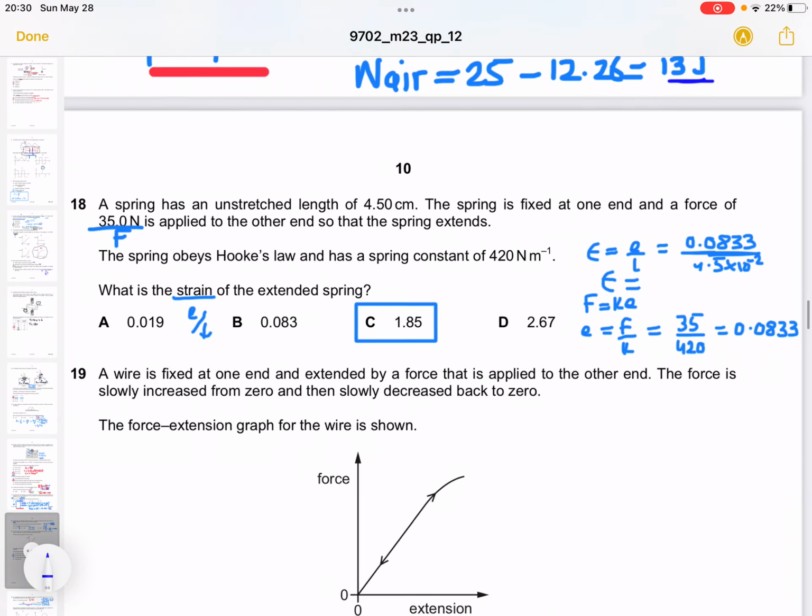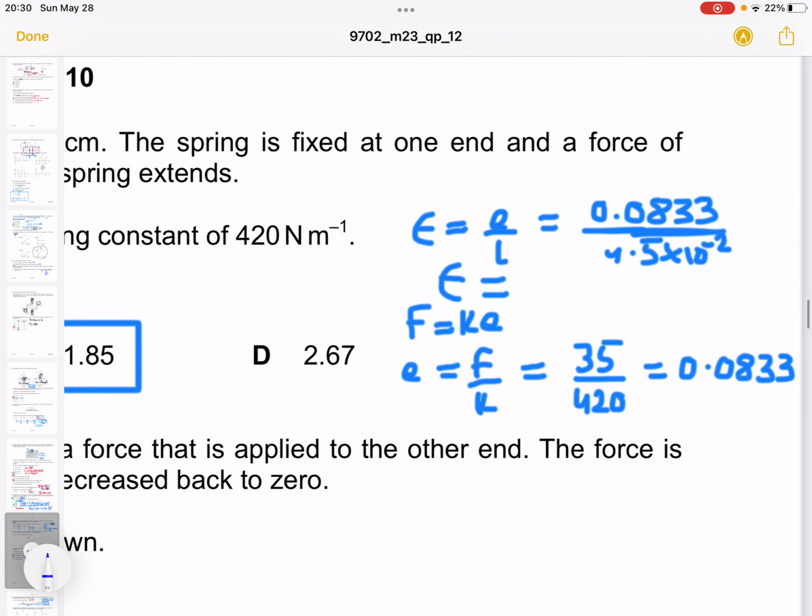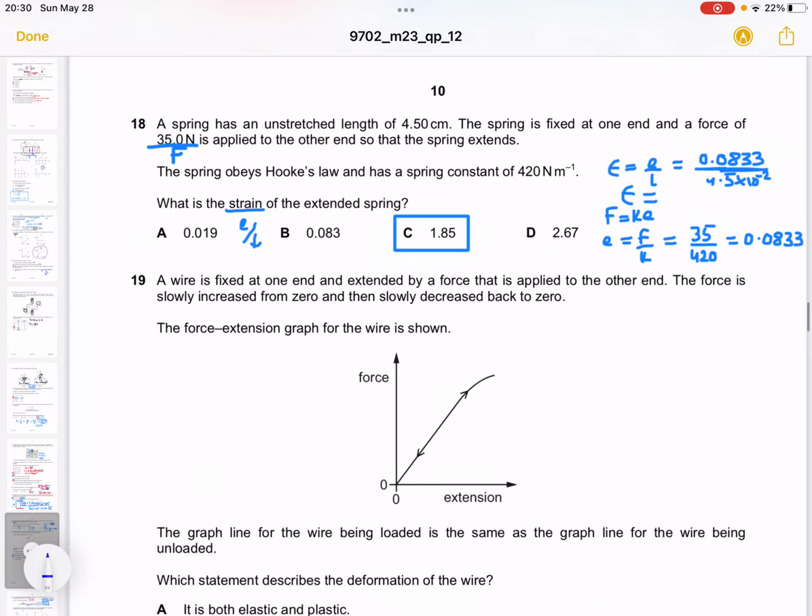Question number 18 says that a spring has an unstretched length of 4.5 centimeter. The spring is fixed at one end and a force of 35 newtons is applied to the other end. What is the strain of the extended spring? We need to find the strain. Strain is basically extension over length. Extension could be found by applying Hooke's law, which is F equals kE. So e equals F over k. F is given, k is given, and substituting the values would give you C, 1.85.